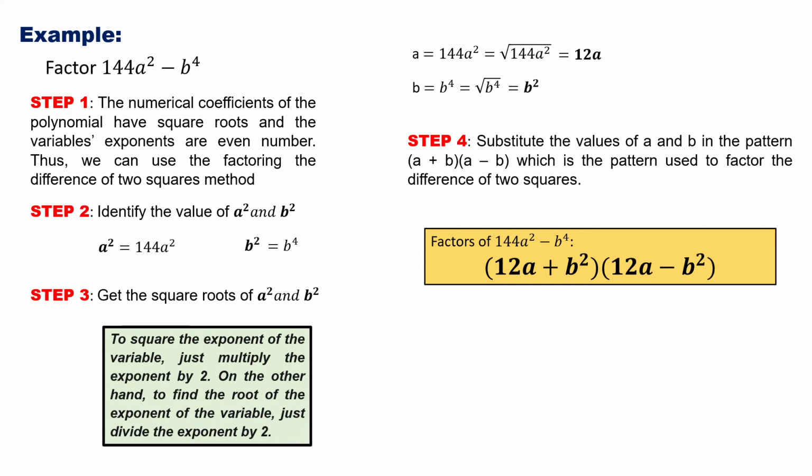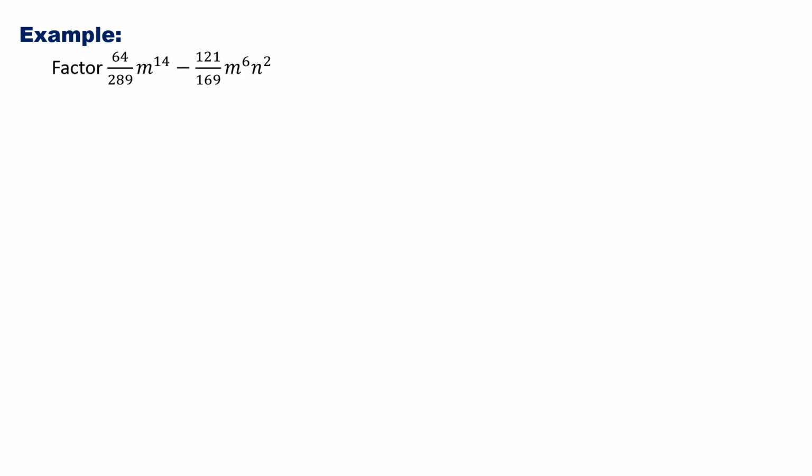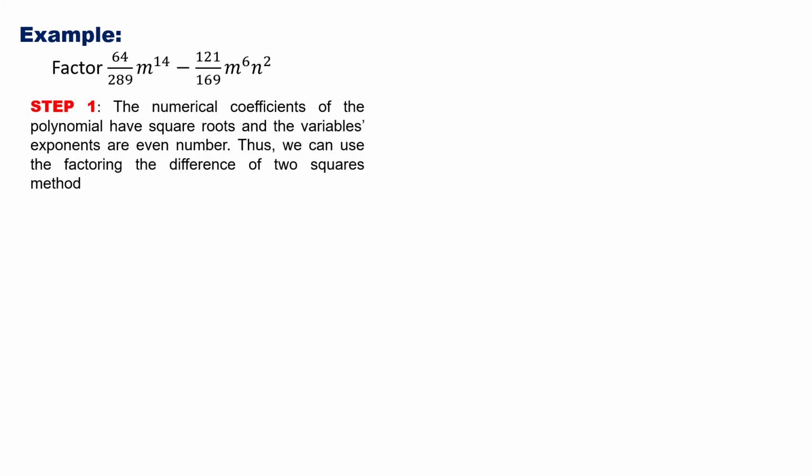Now let's have our last example. We have: factor 64 over 289m raised to the power of 14 minus 121 over 169m raised to the power of 6 n squared. Now, our conditions are met. First, the given is a binomial. Second, each numerical coefficient in the two given terms has a square root. And third, the exponents of our variables are divisible by 2. So therefore, we can use the difference of two squares factoring method.